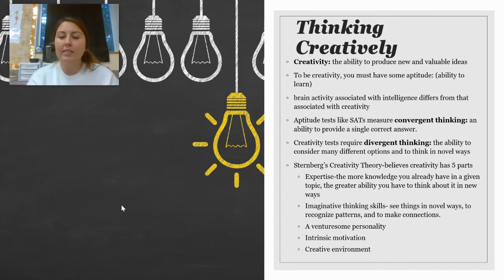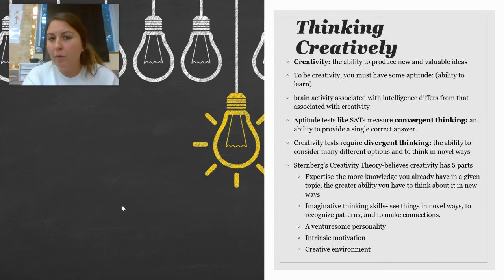And the reason for that is a lot of times intelligence tests or aptitude tests, like the SAT, for example, measure what we call convergent thinking. Convergent thinking is the ability to come to the one right answer. And creativity asks you to do the opposite. Creativity asks you to have divergent thinking. So, divergent thinking is when you have the ability to think of many different options, many things that could be correct, and think in new ways. So, you're diverging from just one.